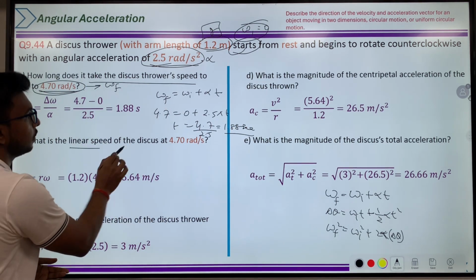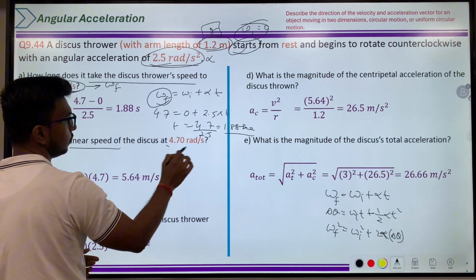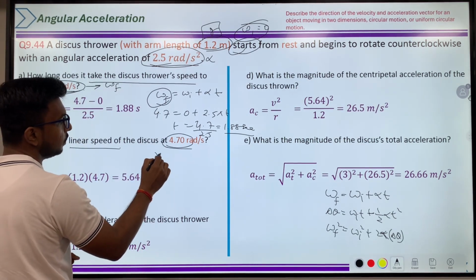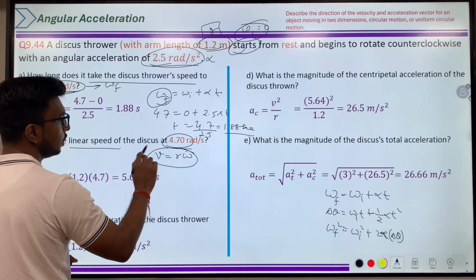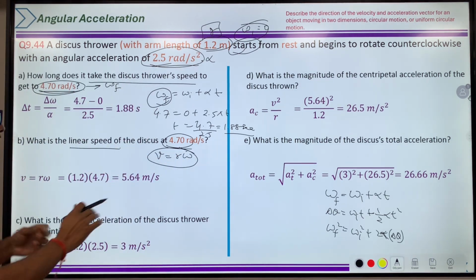What is the linear speed? If I have the omega, then I can find out the linear speed, which is v equals r times omega. Just multiply it with the radius, that is the length of the arm.